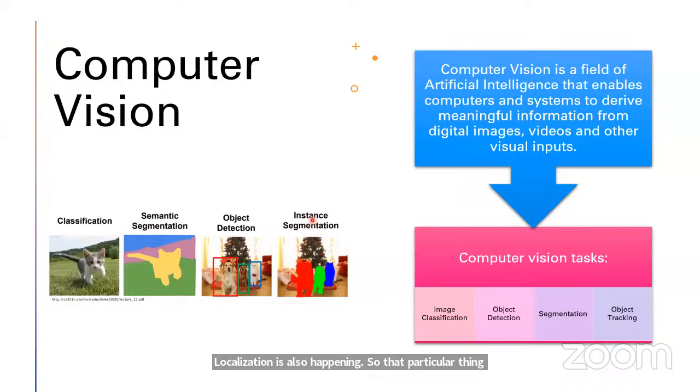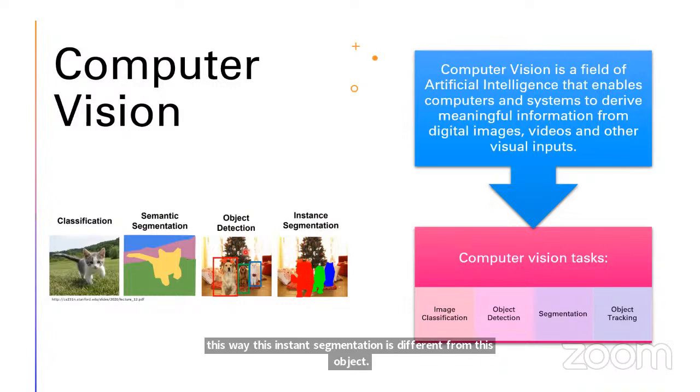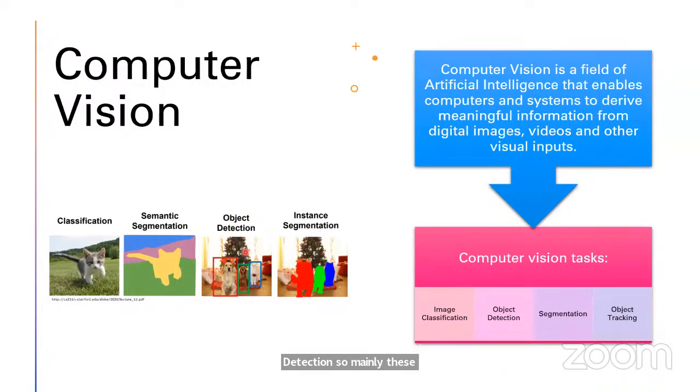And the next one is instance segmentation. In instance segmentation, only the object of, let's say, my interest is segmented out of the image. Here, if you see, there were these two dogs and one cat, and our object detection model was able to detect them and draw a bounding box there. Now, in instance segmentation, it will just take the pixels where these dogs or cat are present. In this way, instance segmentation is different from object detection. So mainly these four main tasks happen inside computer vision.